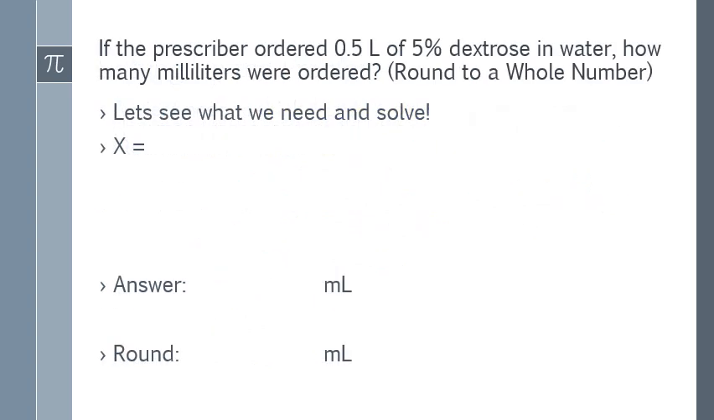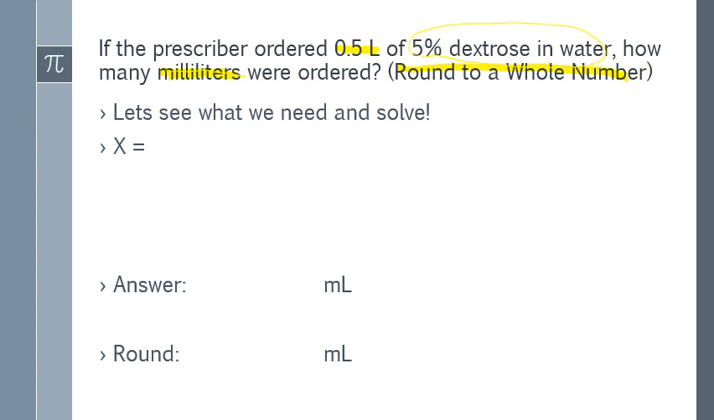So this problem, let's take a look and see what we need to solve. We are solving for milliliters, okay? Milliliters is what we're solving for within the order, and we have 0.5 liters. Now I want to draw your attention to this 5% dextrose in water. Please know that you don't need to do anything with that 5% when we're talking about math. That is how the solution is going to come up to you to administer to your patient. We also know that we need to round to a whole number.